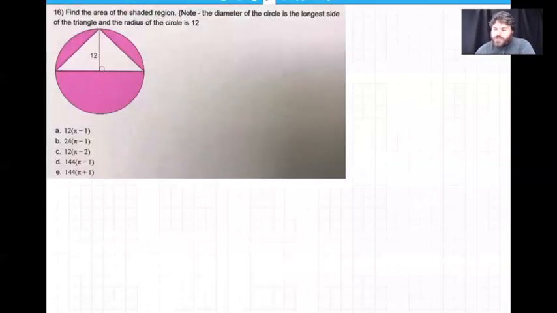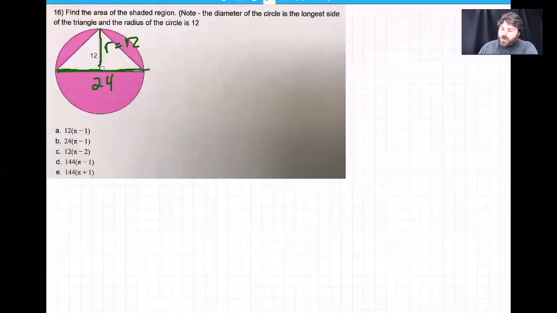All right, find the area of the shaded region. Note the diameter of the circle is the longest side of the triangle, and the radius of the circle is 12. All right, so what they're saying is that this is the diameter, which looks like it's 24, because it's really just 2 of these radiuses, right? It says the radius is 12. That means the diameter is 24.